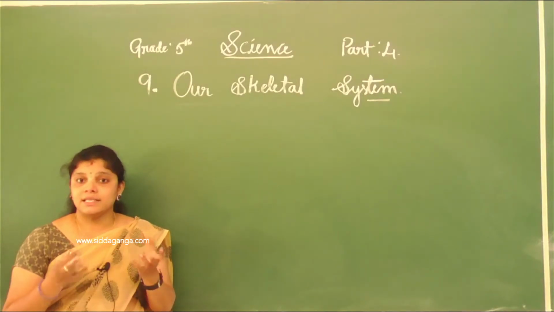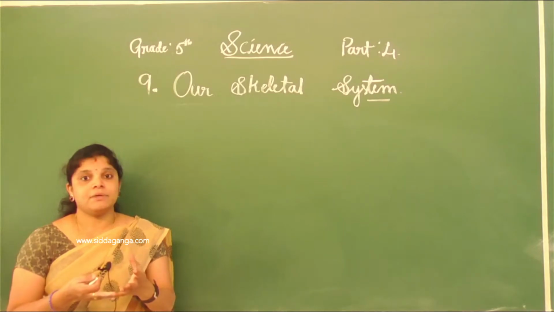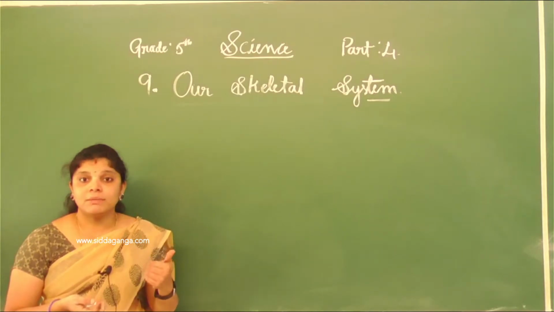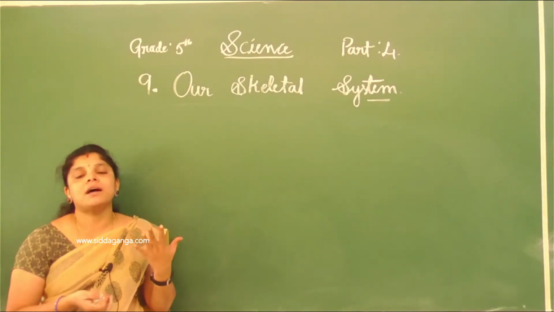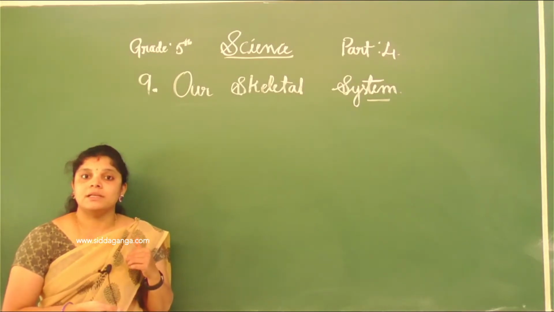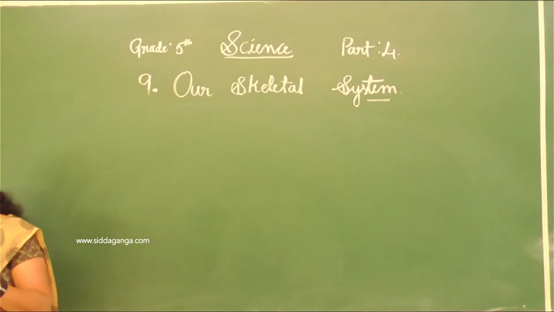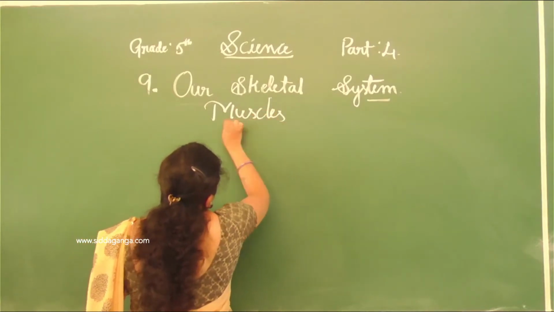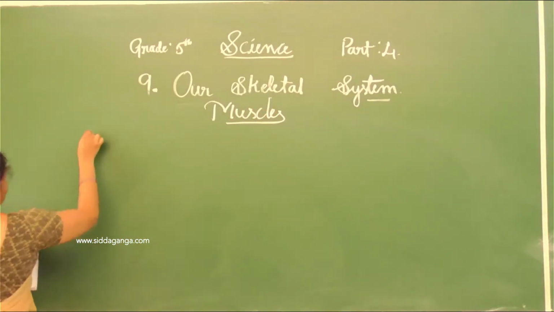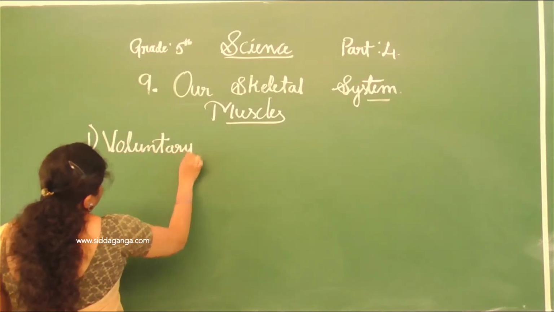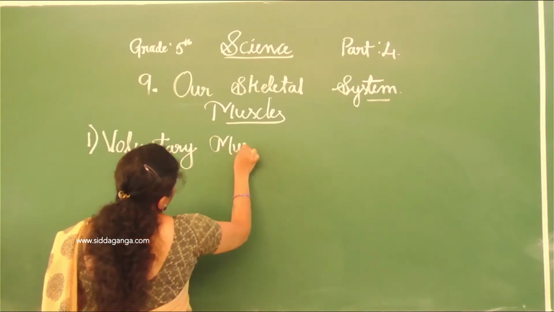See, there are 600 muscles. There are three kinds of muscles: voluntary muscles, involuntary muscles, and the third one is cardiac muscles. First we are going to learn about voluntary muscles. Voluntary muscles are also called striped muscles. There are three kinds of muscles, that is voluntary muscles, involuntary muscles, and cardiac muscles.